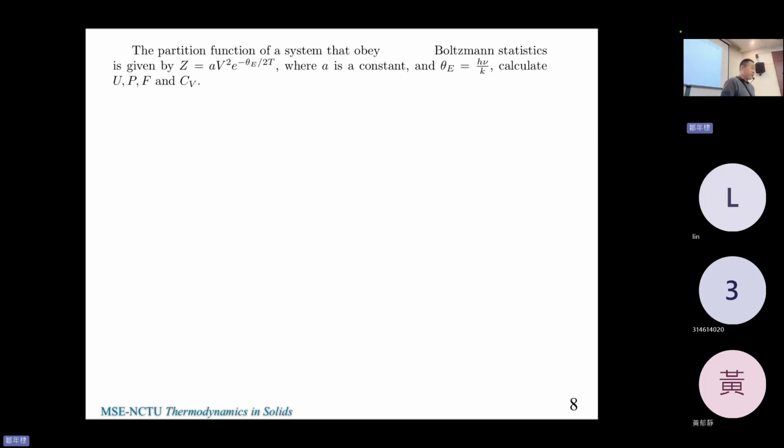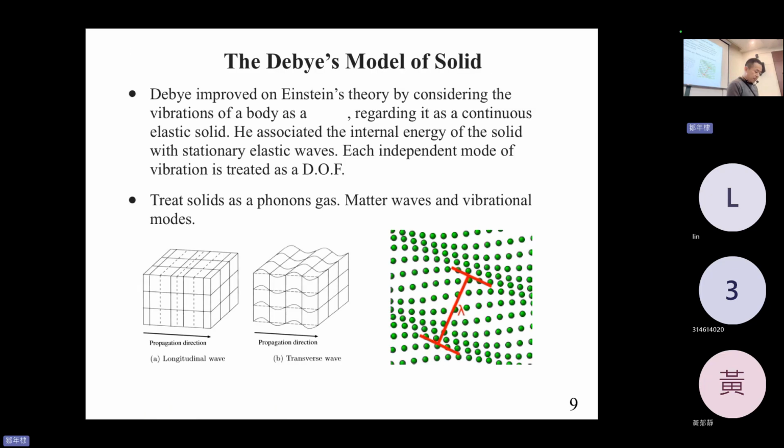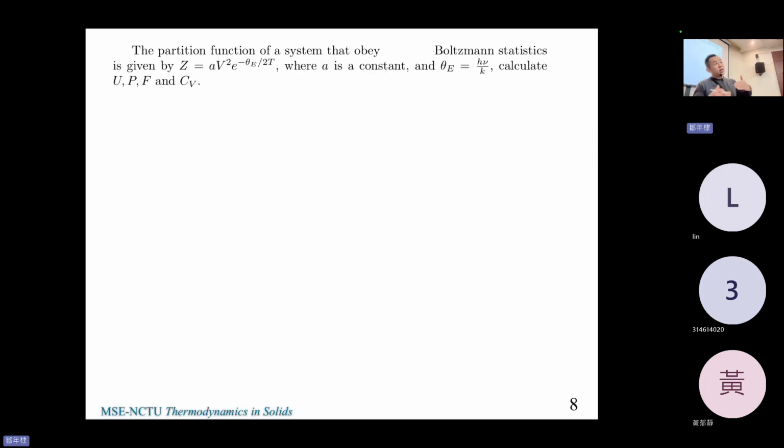example before we enter the next, the Debye model. Okay, I guess the Debye model should be in our video next week. All right, but I hope I can finish this example today. So this is an example for the Einstein model, right? So the partition function of a system that obeys Boltzmann statistics. Boltzmann statistics, what does that mean? It's oscillator, right?